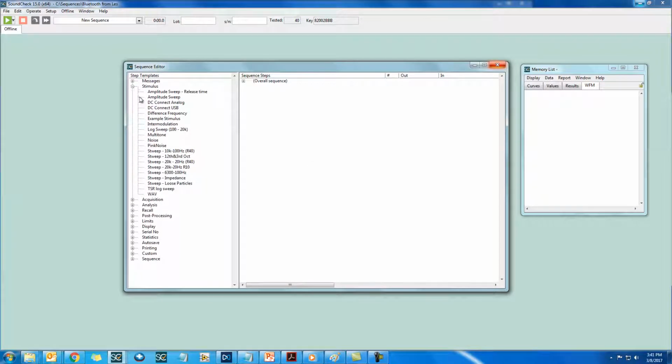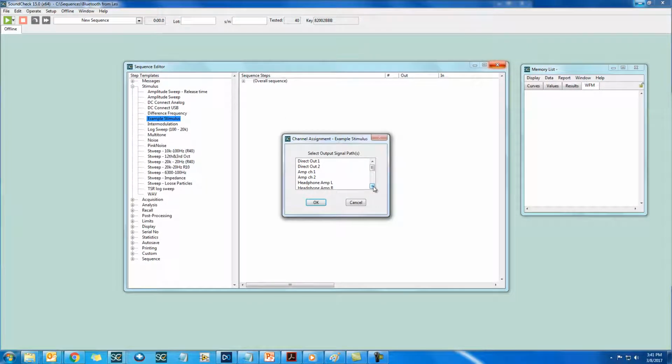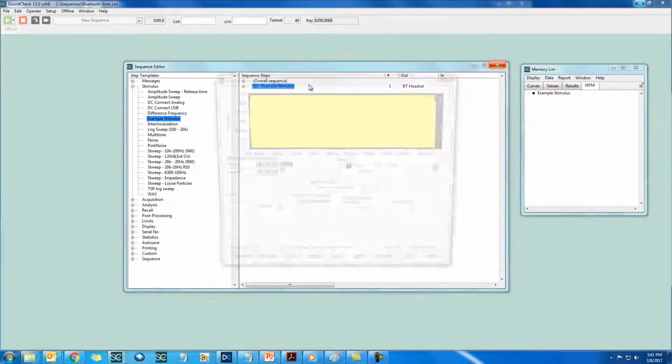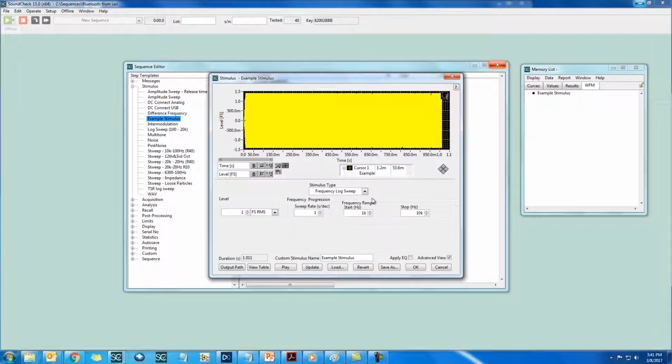For this stimulus step, let's change the output path to Bluetooth headset. Now instead of using voltage for our level, it'll be using full scale. We'll change here from our log frequency sweep to log amplitude sweep.